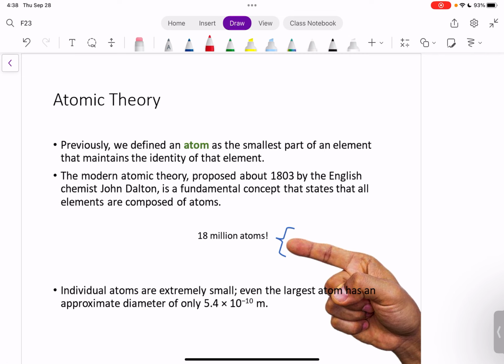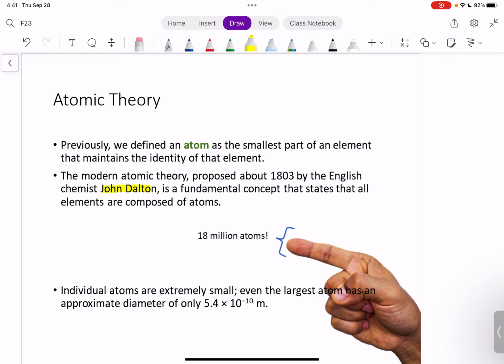All right, so we also talked about atoms last week, and we said that atoms are the smallest part of an element that maintains the identity of that element. Atomic theory is the scientific theory that matter is composed of these tiny particles called atoms. John Dalton gets credited with coming up with modern atomic theory. He was an English chemist in around 1803.